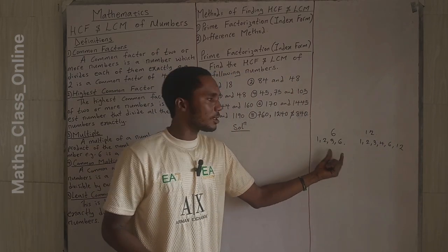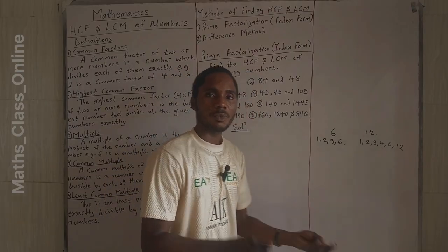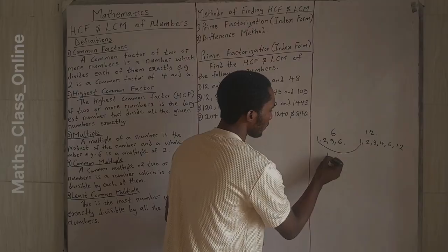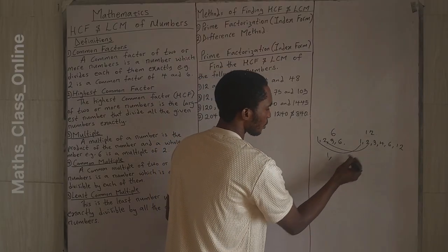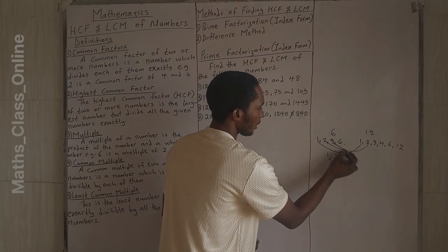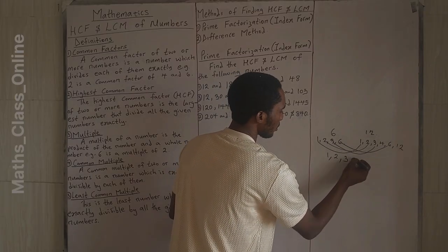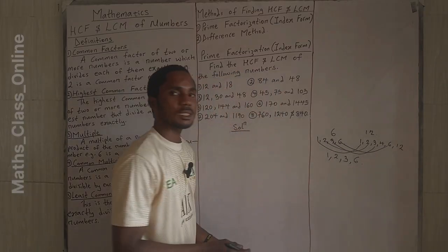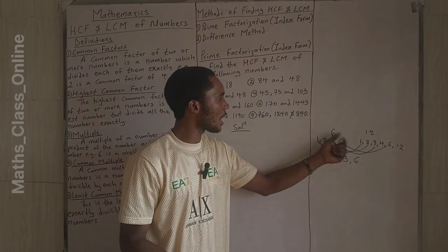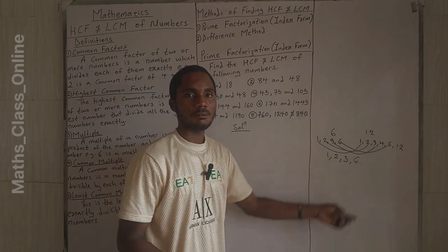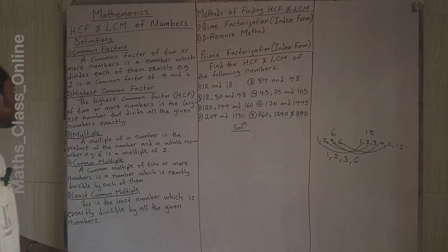From the factors of 6 and the factors of 12, what is common to them? You can see that we have 1 here, we also have 1 here. 2, 3, and 6 is also common. This means that the common factors of 6 and 12 are what? 1, 2, 3, 6.